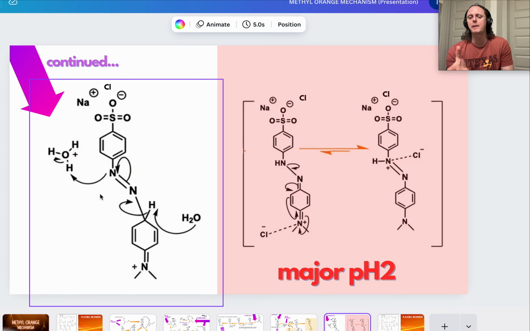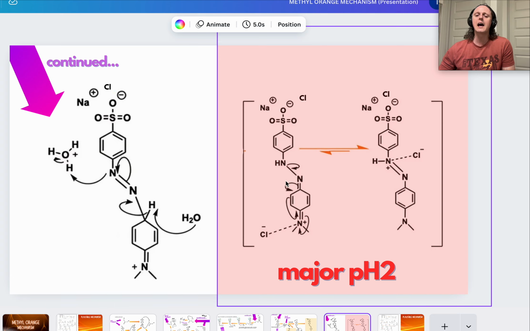And your professor is probably going to expect from you, this is the big secret of this whole mechanism, which nitrogen on the methyl orange gets protonated in the end in acidic conditions. And the answer is it's one of the diazonium nitrogens, the one that's closest to the sulfonyl group there. So it's the one at the top.